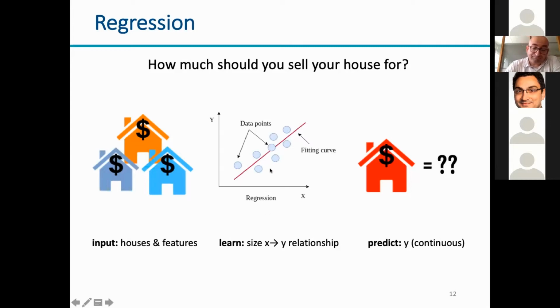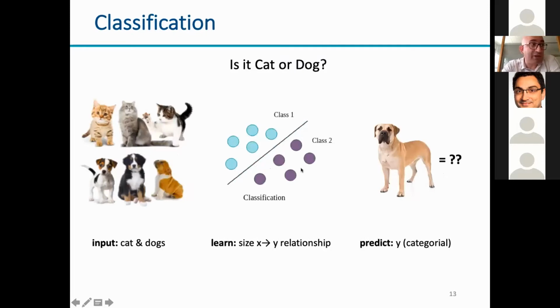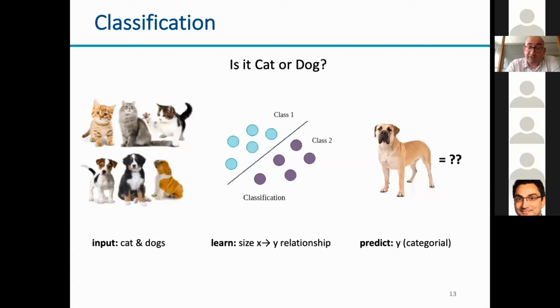The second category is classification. You have some images and you want to know, is it a cat or a dog? You have a data set of cats and dogs and extract the features. You can see the features and samples in the feature space. You want to learn a relationship between these features and the class label, and find a boundary line between the two classes. So the purpose of classification is finding this boundary line. If you find it, you can predict the category of your unseen data. If you give an unseen image, you can decide if it belongs to the first class or the second class using this boundary line.